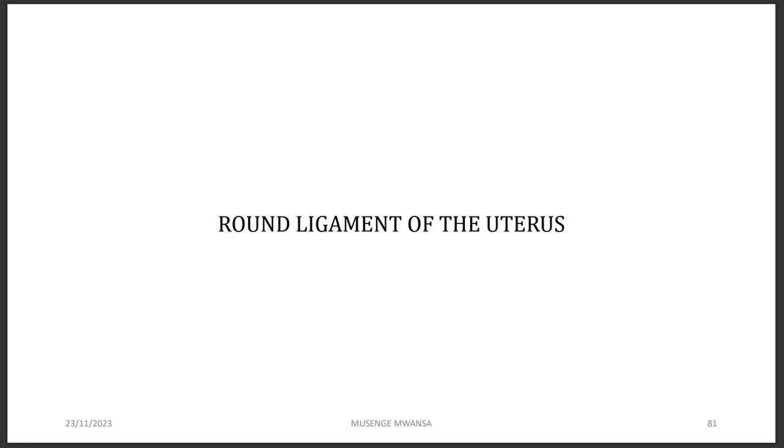In a female, you do not have the spermatic cord. Instead, you are going to have the round ligament of the uterus to replace the spermatic cord.